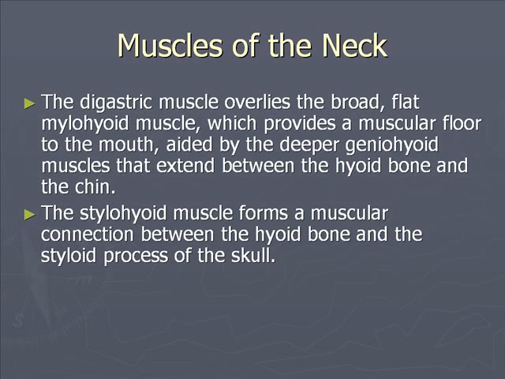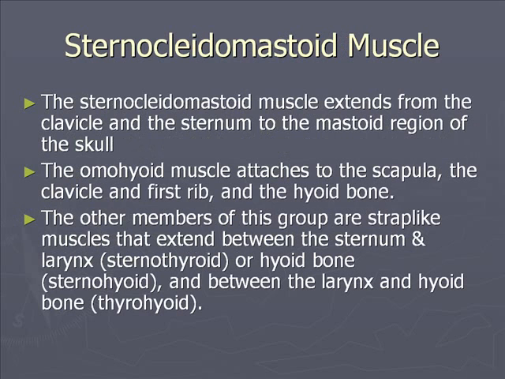These are the muscles of the neck. Again, digastric muscles, small muscles that also lie here, provide the muscular floor of the mouth, aided by deeper muscle structures, the geniohyoid muscle, and extend again between the hyoid bone and, in this particular case, the chin. The stylohyoid muscle forms muscular connections between the hyoid bone and the styloid process of the skull.